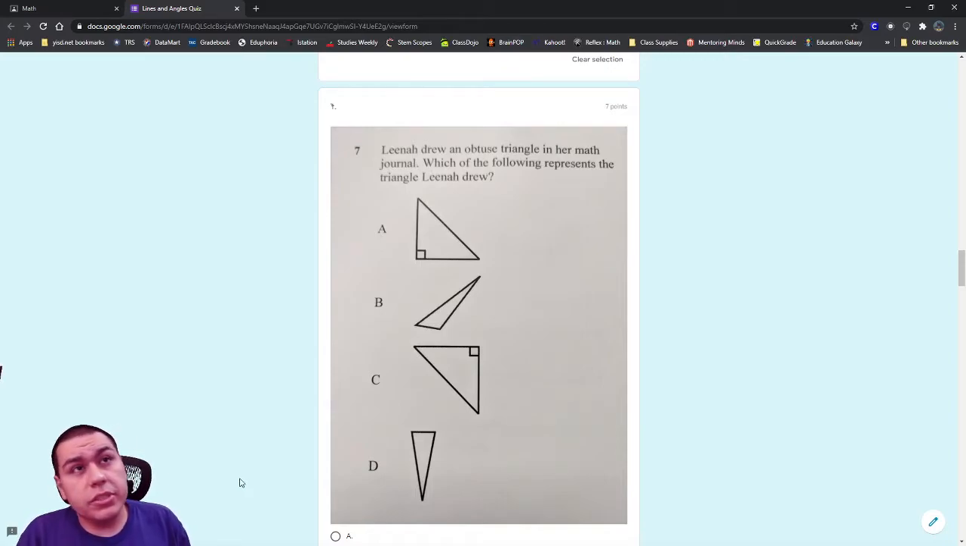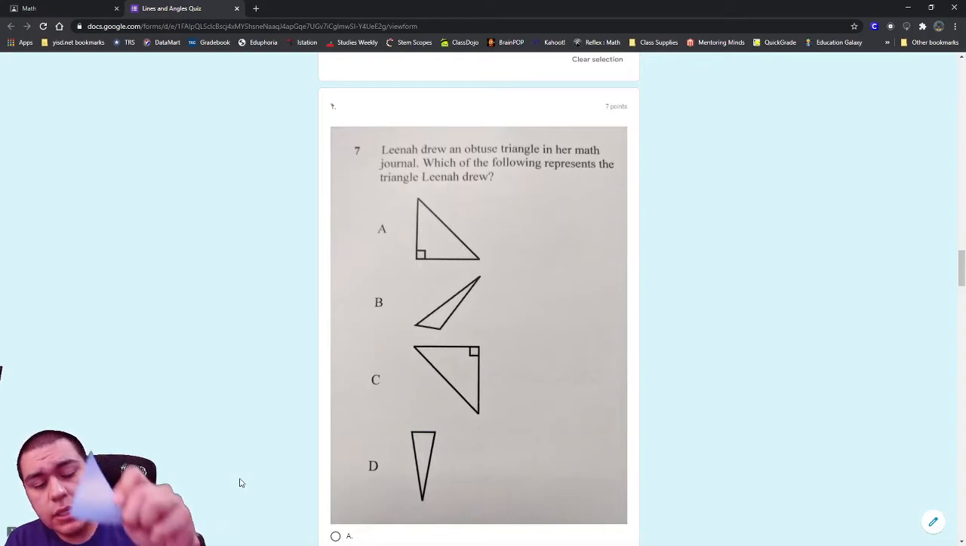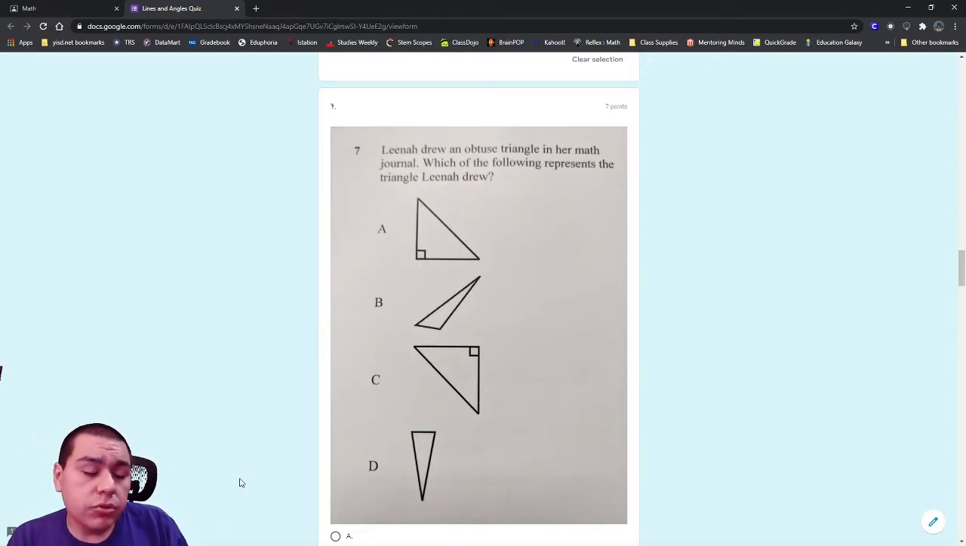Okay. For 7, Lena drew an obtuse triangle in her math journal. Since we talked about right triangles earlier, at our example here. Remember, obtuse triangles is a triangle. It's got two acute angles, but instead of having one right angle, what kind of angle do you think an obtuse triangle would have? If a right triangle has to have a right angle, what kind of angle do you think an obtuse triangle has to have?